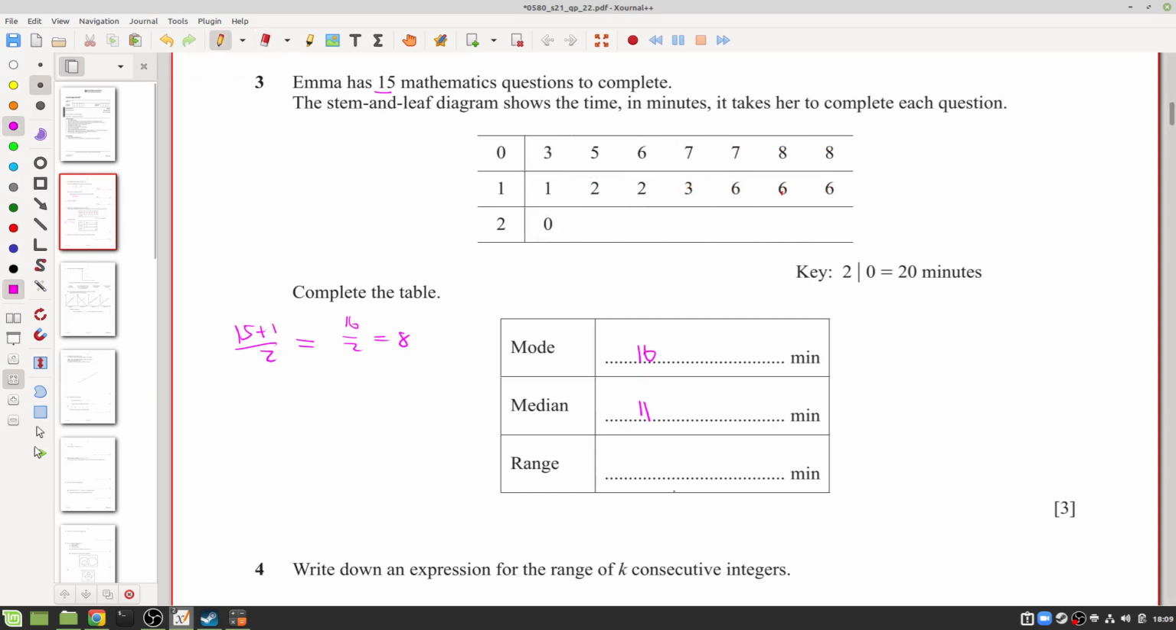Okay. The range. So the range is just maximum minus the minimum. So the biggest number is 20, the smallest number is 3, so the range is going to be 17.